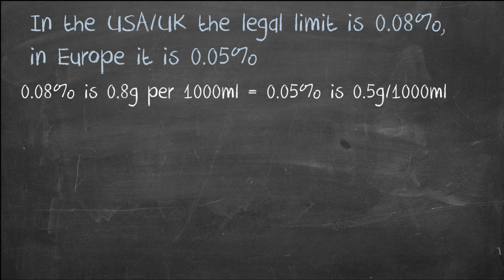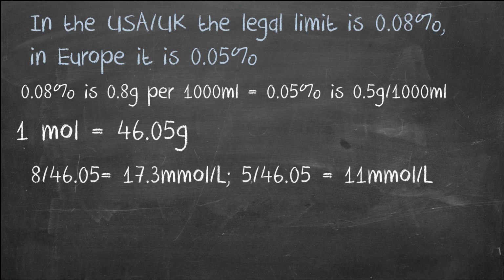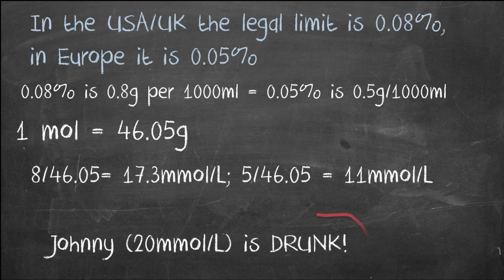0.08% is 0.8 grams per 1,000 mils. 0.05% is 0.5 grams per 1,000 mils. 1 mole is 46.05 grams, so 8 divided by 46.05 is 17.3 millimoles. 5 divided by 46.05 is 11 millimoles. So Johnny, at 20 millimoles per litre, is drunk on both sides of the Atlantic.